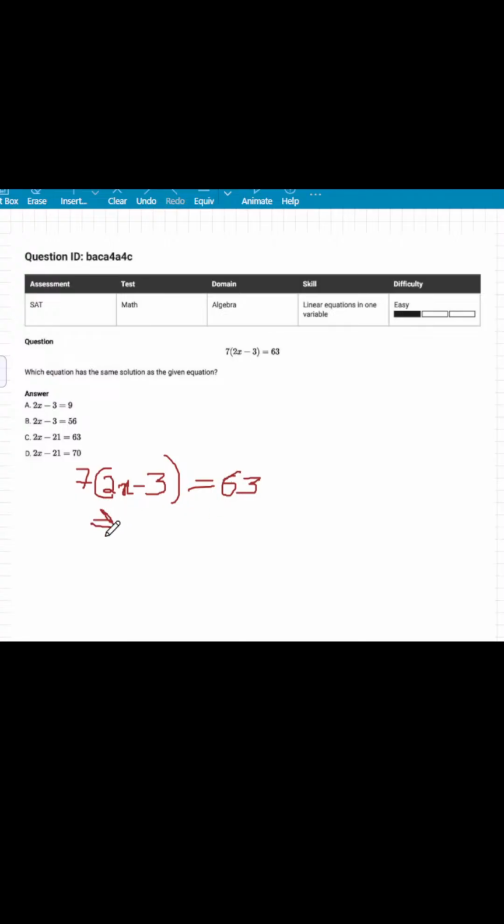So that means that 2x minus 3 will be equal to 63 divided by 7, that is 9. So 2x minus 3 is 9. You can see that here we have 2x minus 3 on the right hand side for the first two options, then 2x minus 21 for the next ones. So this option A is clearly matching this form. So option A is equivalent to this given equation. So option A is the correct answer.